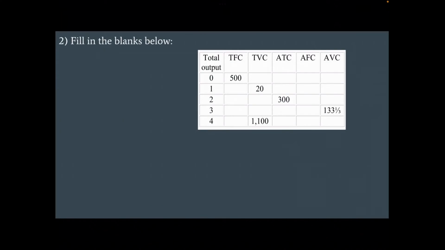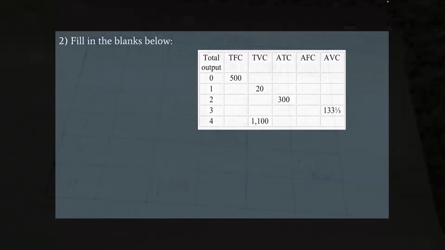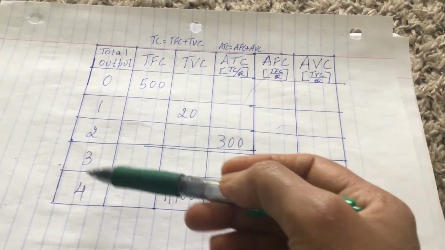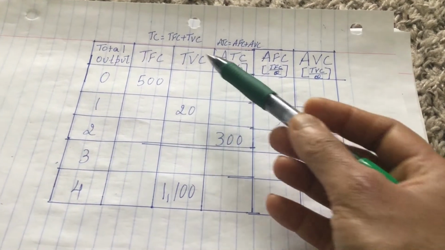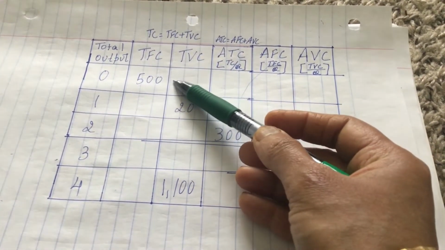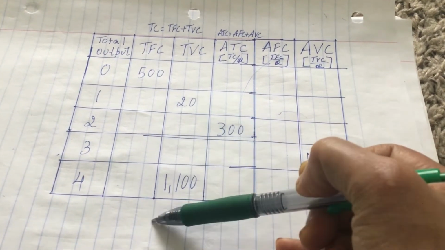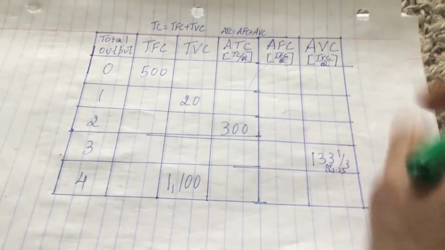Fill in the blanks below. This is the chart given and the data. So we have to fill this chart, which consists of TFC, TVC, ATC, AFC, and AVC. Here in the first column, there are 4 units, that is total output, and the total fixed cost, we know, is fixed for all units of output. So it is 500 in the first column. Let's fill it out.